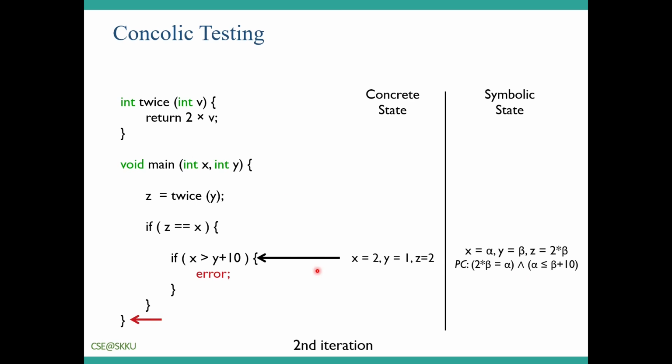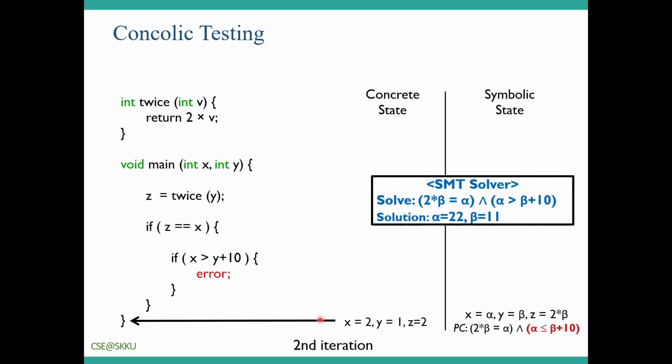At the next line, at the second branch, x is not bigger than y plus 10, so we go to the else branch. Because we encounter a symbolic branch condition, we add the inner first branch condition, which is alpha is less than or equal to beta plus 10, to the original path condition. So now the updated condition will be 2 times beta is equal to alpha, and alpha is less than or equal to beta plus 10.